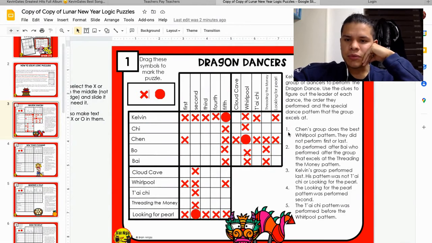So let's go back to clue number one. Chen's group does the best whirlpool pattern. Got the whirlpool, got everything else closed out, marked out, so that doesn't really help. They did not perform first or last.